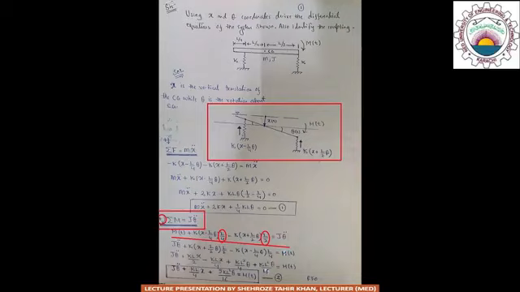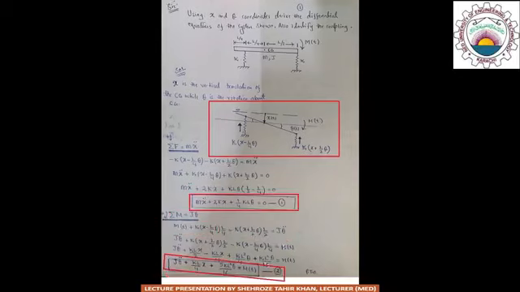After simplification, the above equation reduces to the form J theta double dot plus kL upon 4 into x plus 5kL square upon 16 into theta is equal to M of t, and we may call this equation 2. So these are the two equations of motion for the given system.